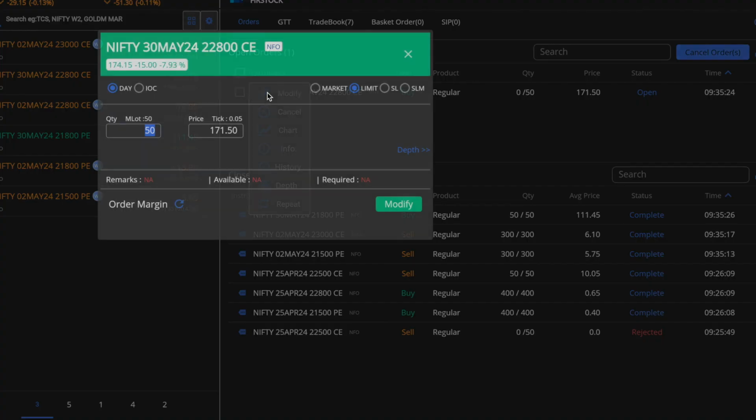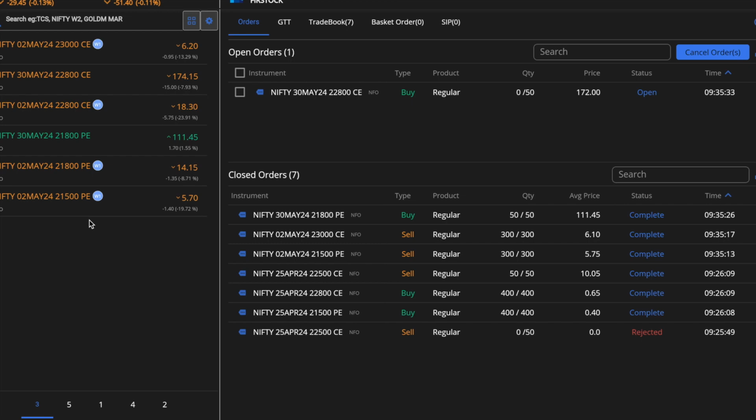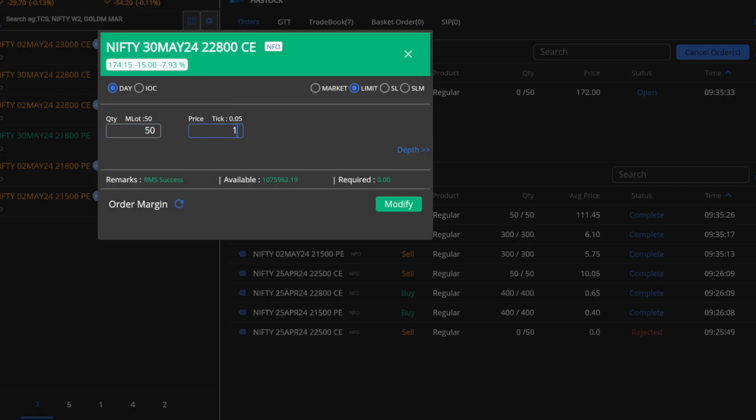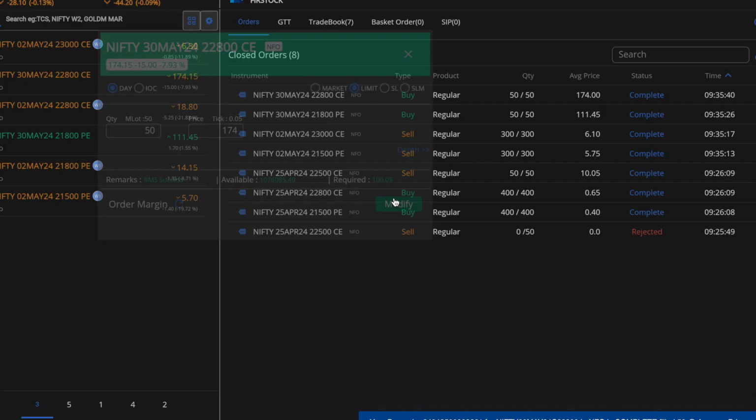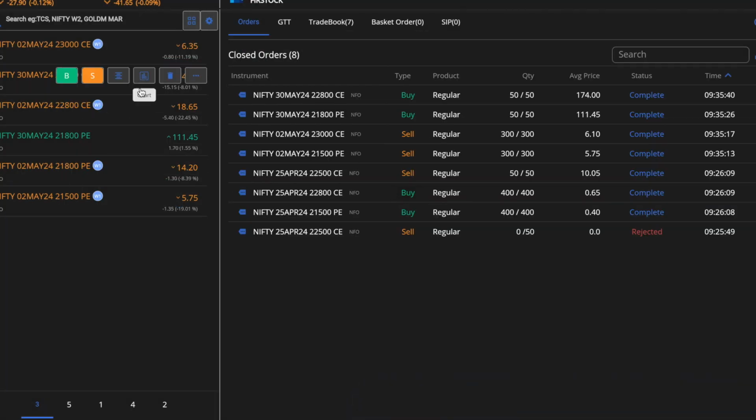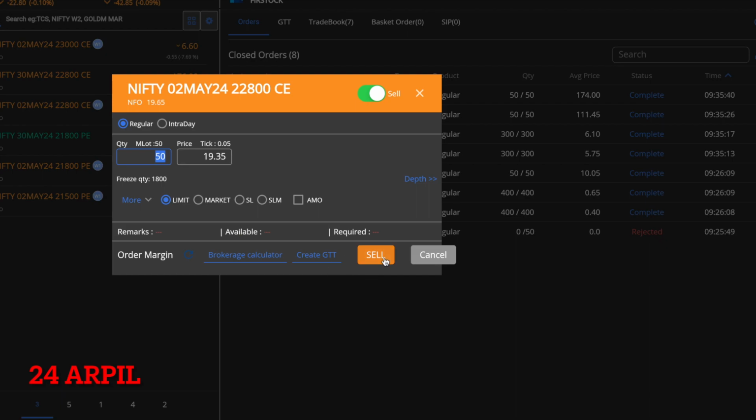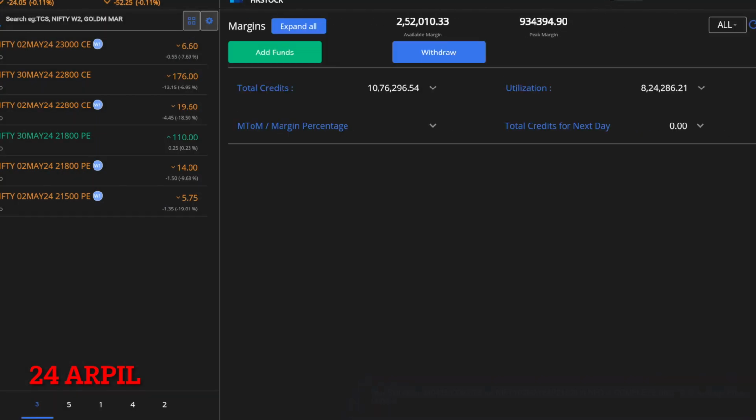So this one is not triggered. At 172 it will get triggered. What's the issue? Price has jumped to 174. Okay, it's triggered. Now again we have to sell this one quantity of CE and PE here. Here we sell this, here we sell this. Now let's check the margin.